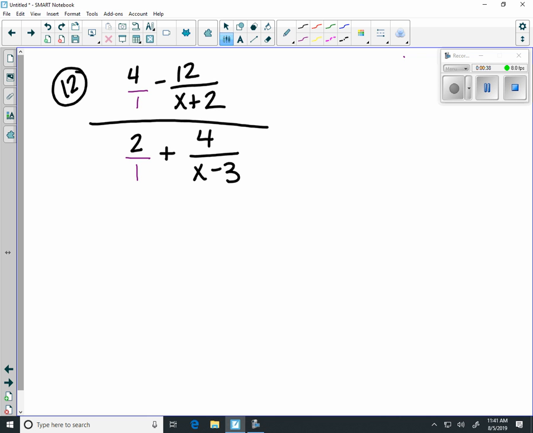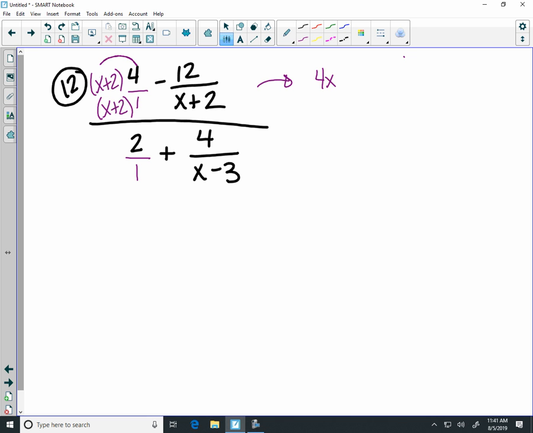In my numerator, and I'm just going to work with my numerator here to start, I know I need a common denominator of x plus 2. So that's what I need to do here. So this numerator is going to end up looking like this. 4x, let's see, 4 times x is 4x, 4 times 2 is 8. And then that minus 12 all over my x plus 2.